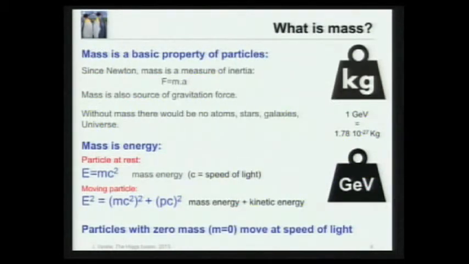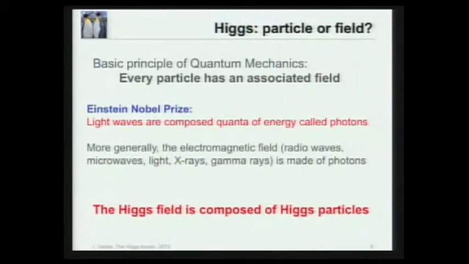So what we know also is that particles with zero mass move at the speed of light. This is a direct consequence of the equations of special relativity from Einstein. Now, moving on to this issue of the particle and field, I will not spend too much time because we have already discussed this. A basic principle of quantum mechanics says that every particle has a field associated. Einstein got a Nobel Prize for that when he said that light waves are composed of quanta of energy that are now called photons. More generally, the electromagnetic field, be it radio waves, microwaves, light, etc., is made of photons. And what we know from quantum mechanics is that the Higgs field is composed of Higgs particles.